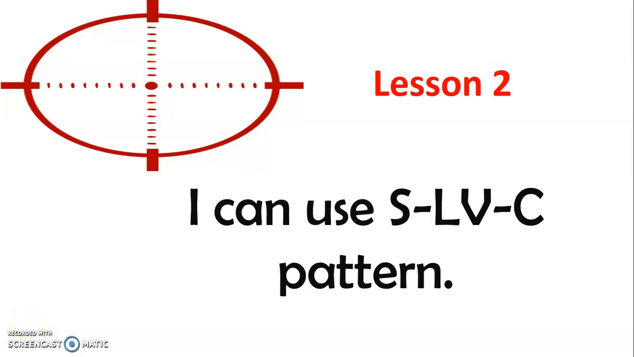Good morning, grade 6. Last time we had transitive and intransitive verbs. Now, these two kinds of verbs will be used in the discussion of our other sentence patterns. But for this time, we will be discussing the SLVC pattern. Our learning target is: I can use the SLVC pattern.